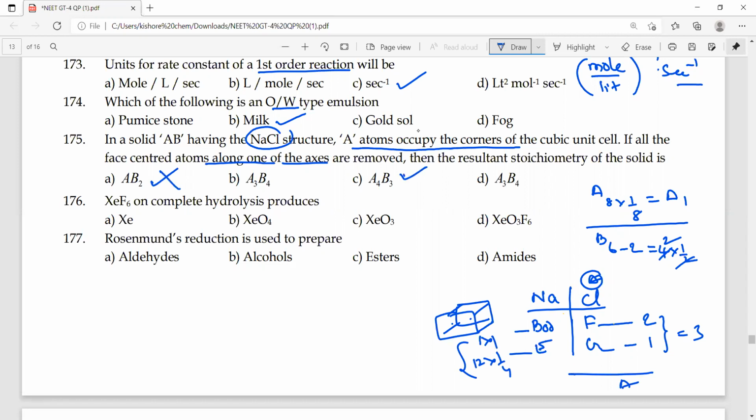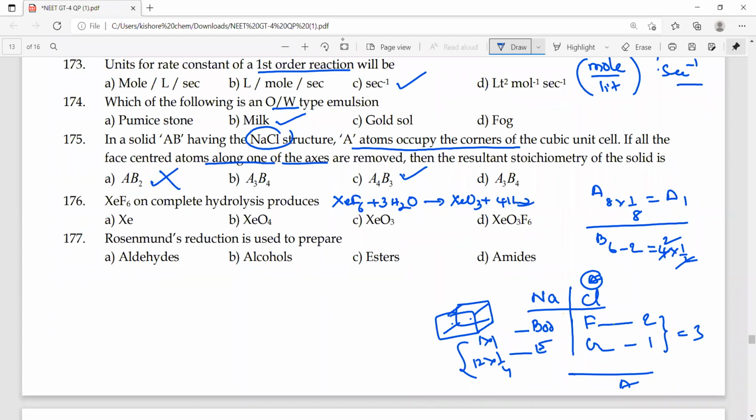A4B3 type. Question number 176. XCF6 undergoes hydrolysis. This does not even undergo partial hydrolysis, so I am going to write total hydrolysis. It reacts with 3 moles of water to give XCO3 plus 4H2O.